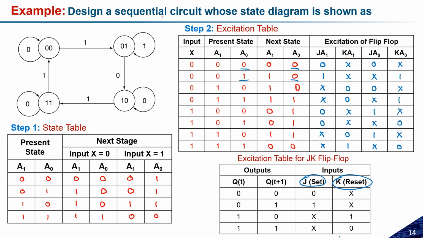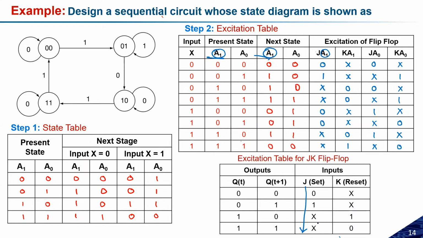So this will be the table for JA1, KA1, JA0, KA0. I'm just giving 1 minute to think about this one. If you have any doubt at this point, you can ask the question. How I just prepared this excitation table, excitation of flip-flop. If I'm considering A1, I need to consider A1 for the past and the present input, and I need to consider this table to prepare for J.